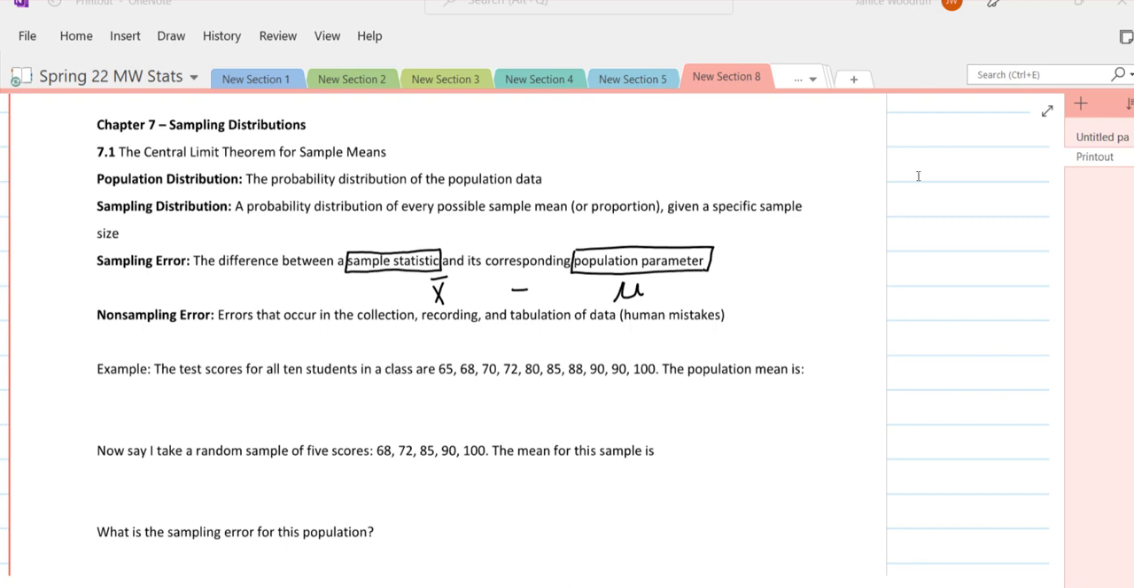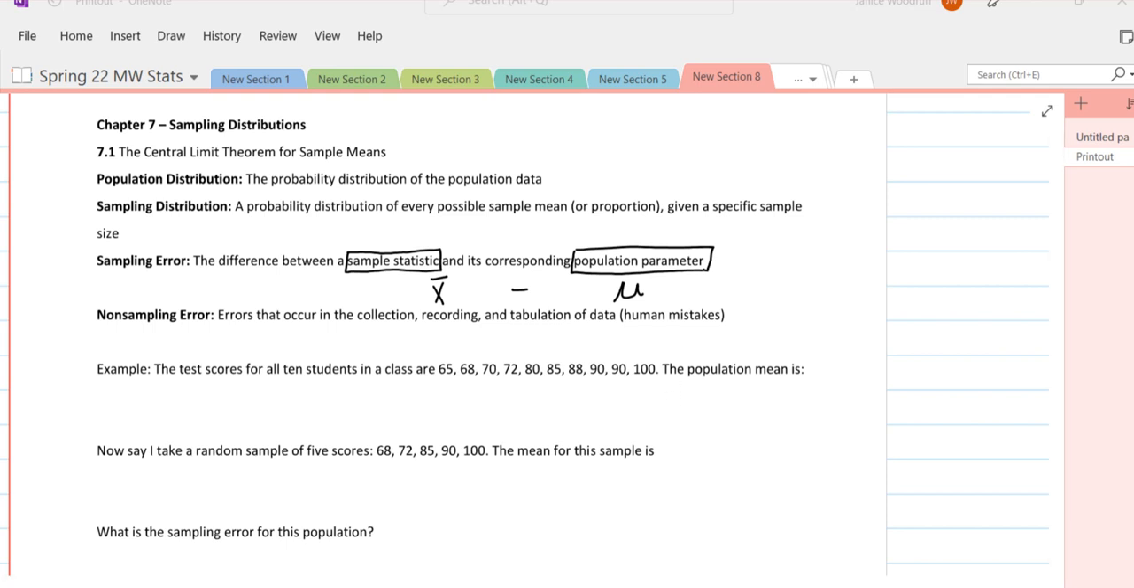7.1, picking up a little bit where we left off at non-sampling error, is going to be errors that occur in the collection, recording, and tabulation of data. So that's just a human mistake. So writing something down wrong, misordering something, adding wrong, things like that.